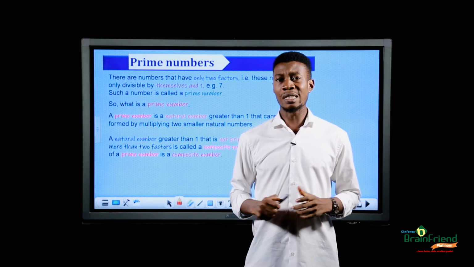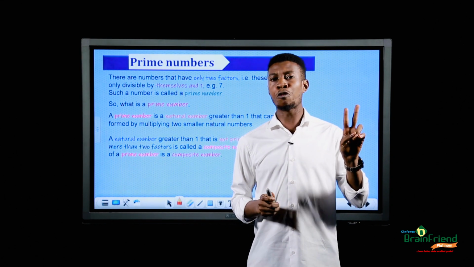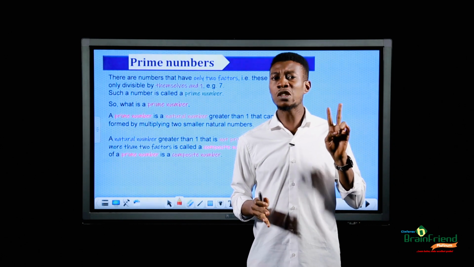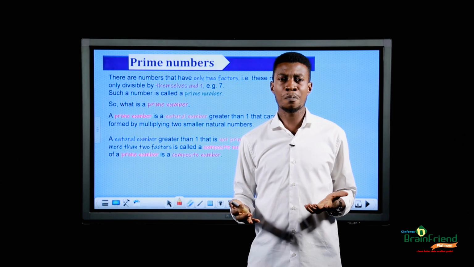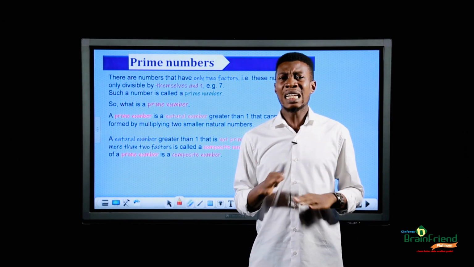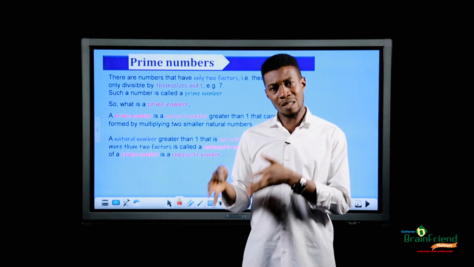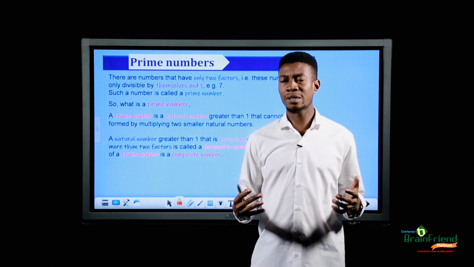Now, in mathematics, we come across certain numbers that have only 2 factors. When we mean two factors, we are talking about just the number 1 and then the number itself. What do I mean? A number, for example, 11, cannot be divided by any other number apart from 1 and itself. So we call such numbers prime numbers.